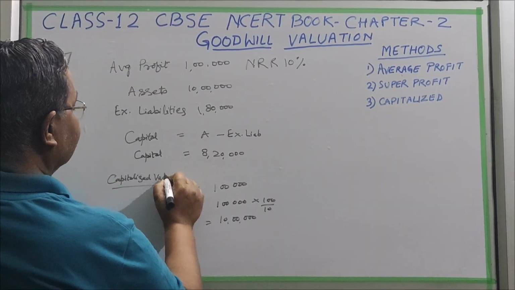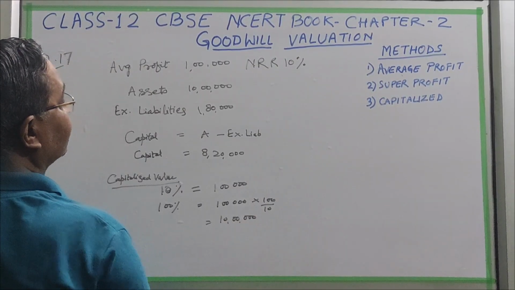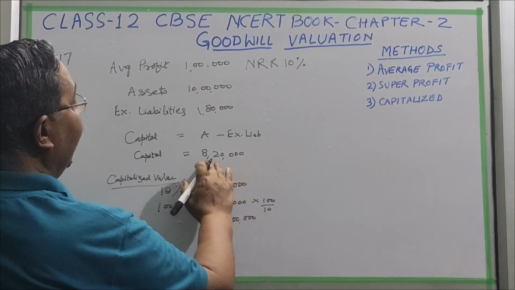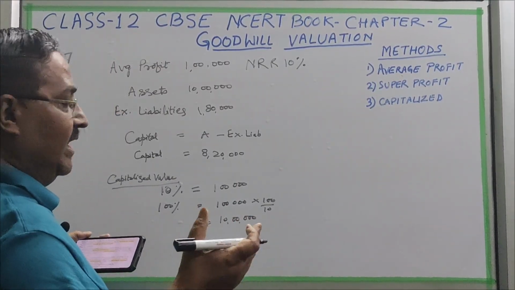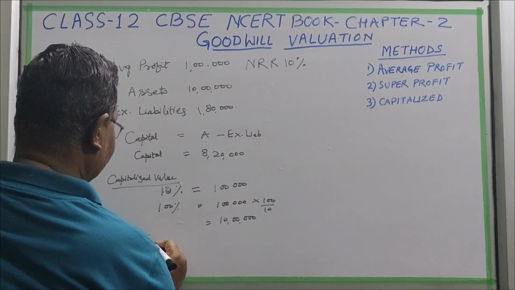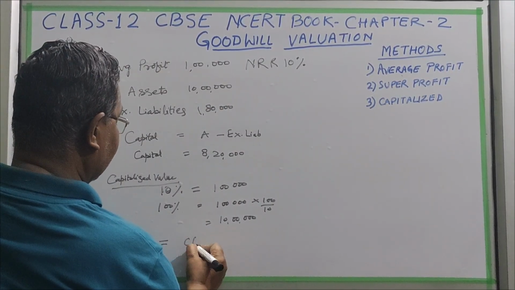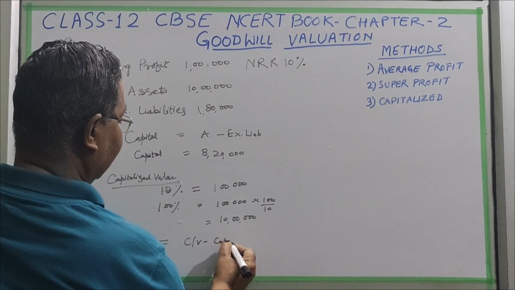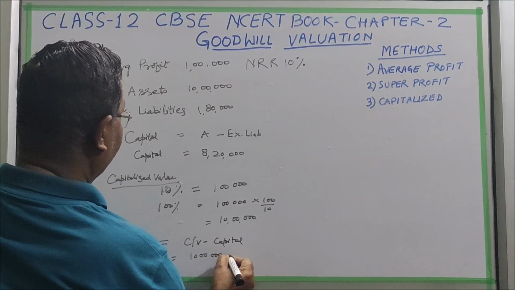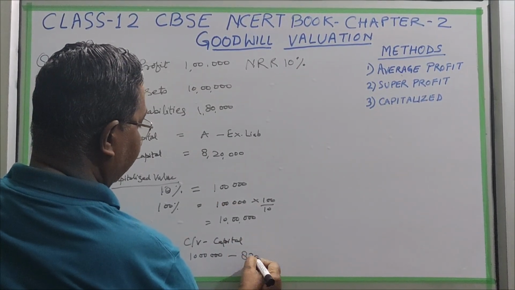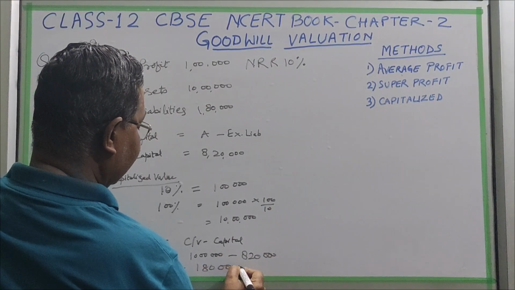It means whatever you are earning is equivalent to 10 lakh rupees, whereas you have invested only 8,20,000 rupees. So the difference is your goodwill, the name and fame in the market. Goodwill will be equal to the capitalized value minus capital, means 10 lakhs minus 8,20,000, which is equal to 1,80,000 rupees. This is your answer.